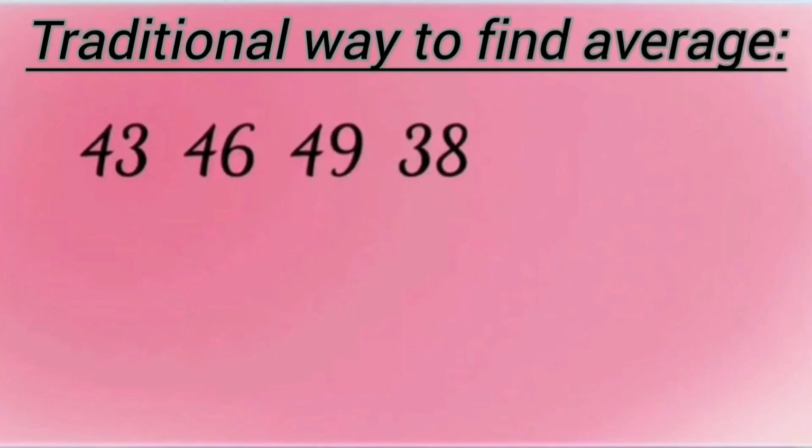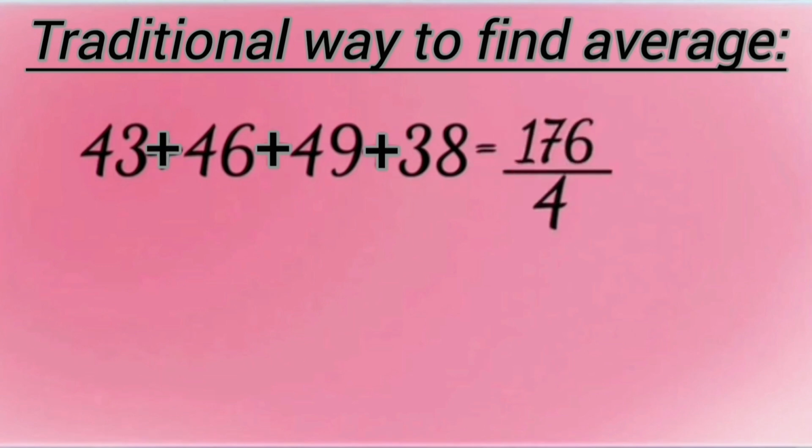Today's trick: how to find the average. So first of all, we will discuss the traditional way. In the traditional way, how do we do it? The numbers are given, we will just add all those numbers, and after adding all those numbers, we will divide by the total numbers given.